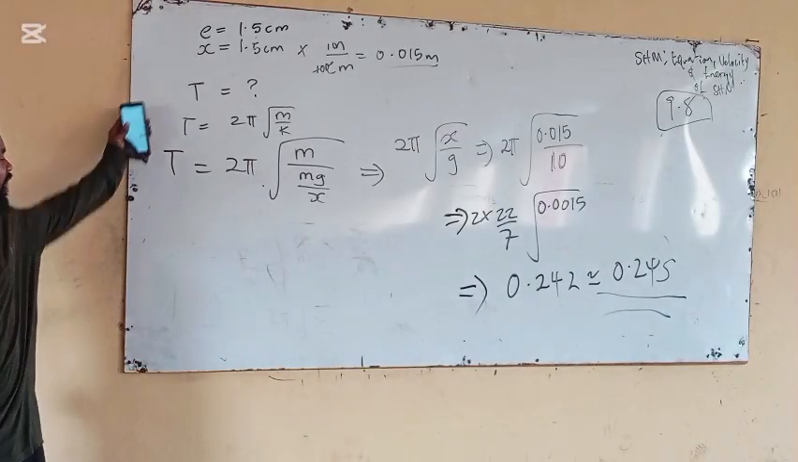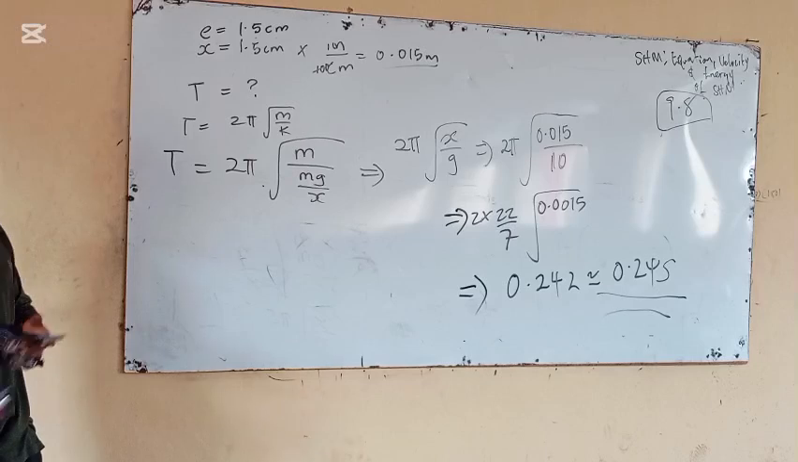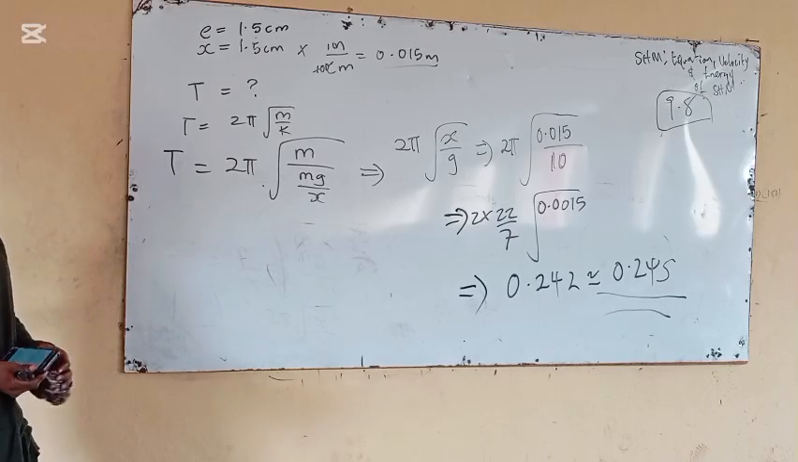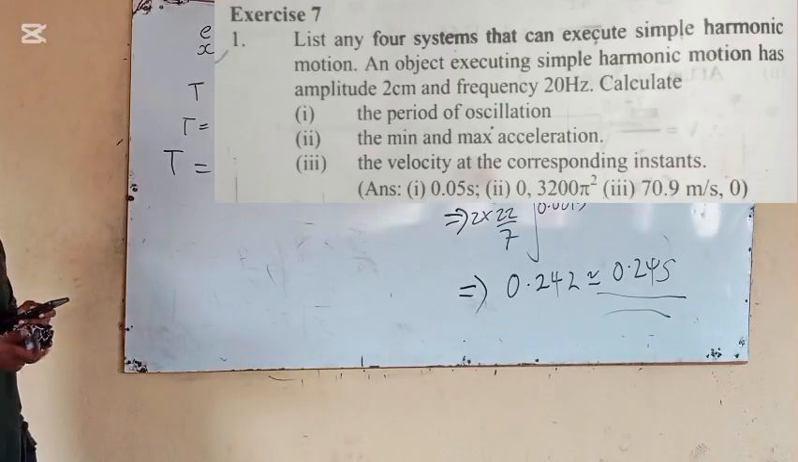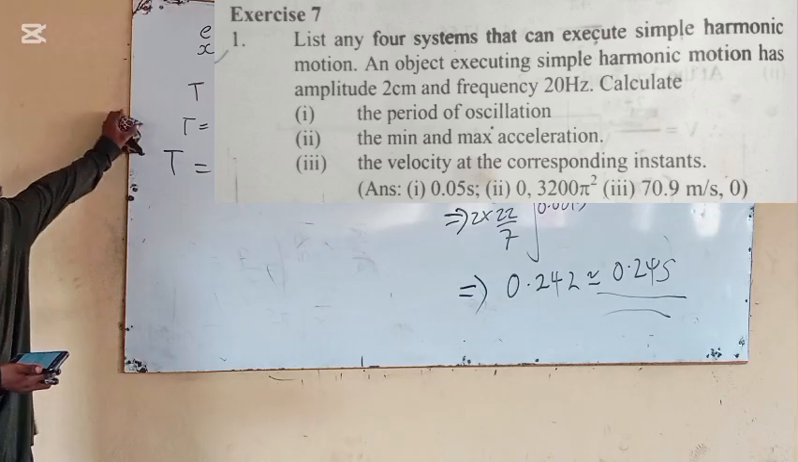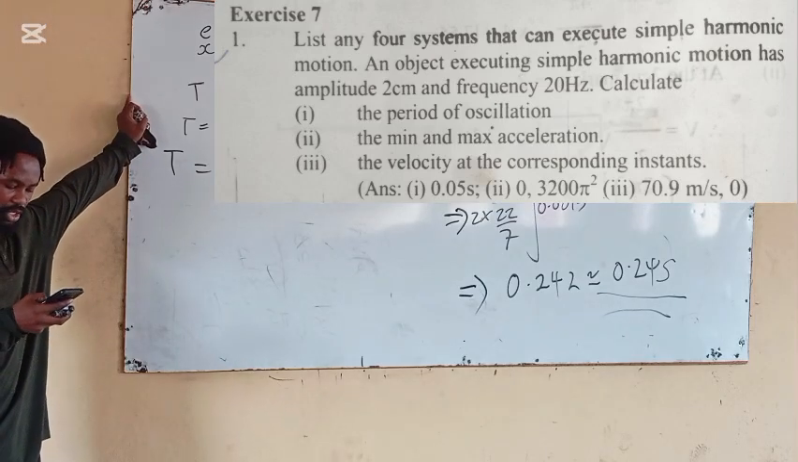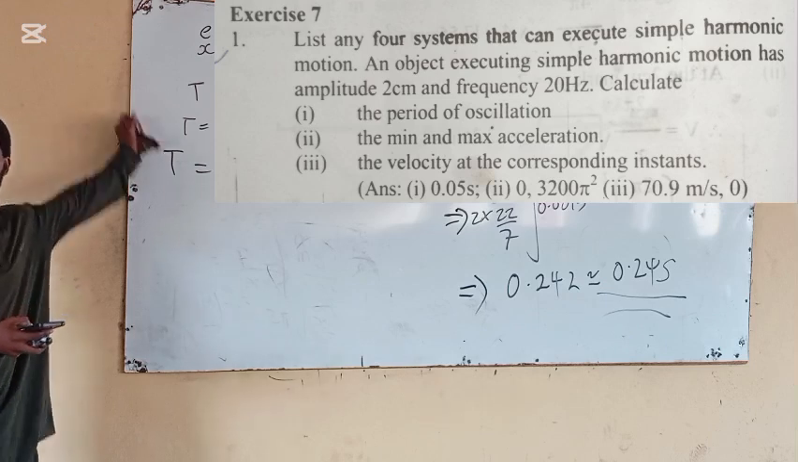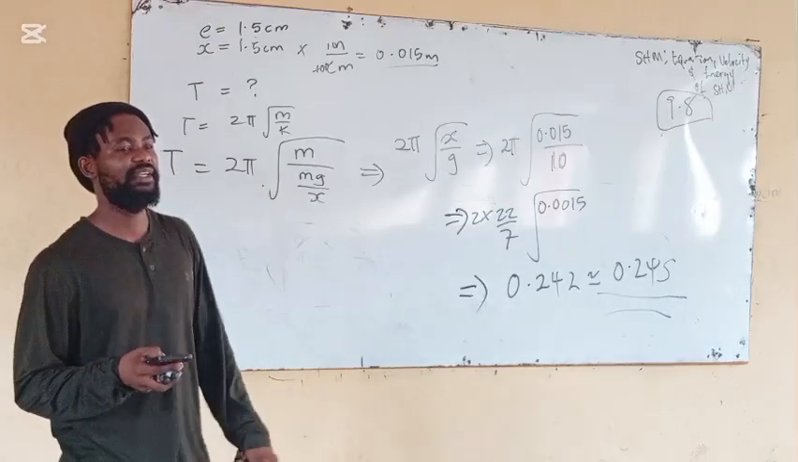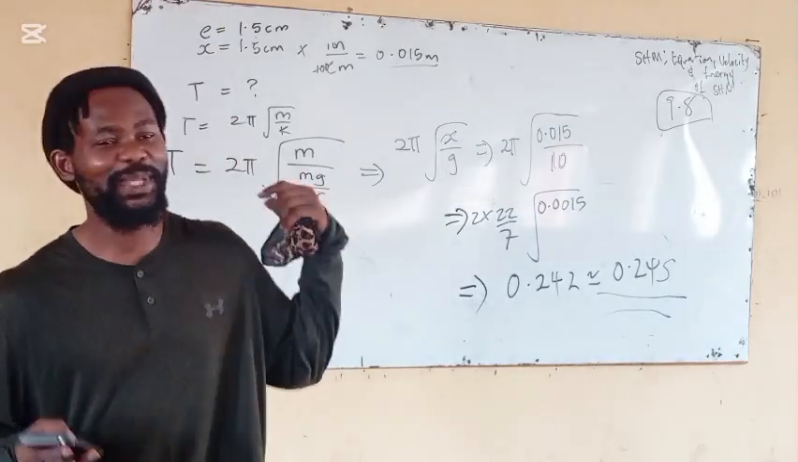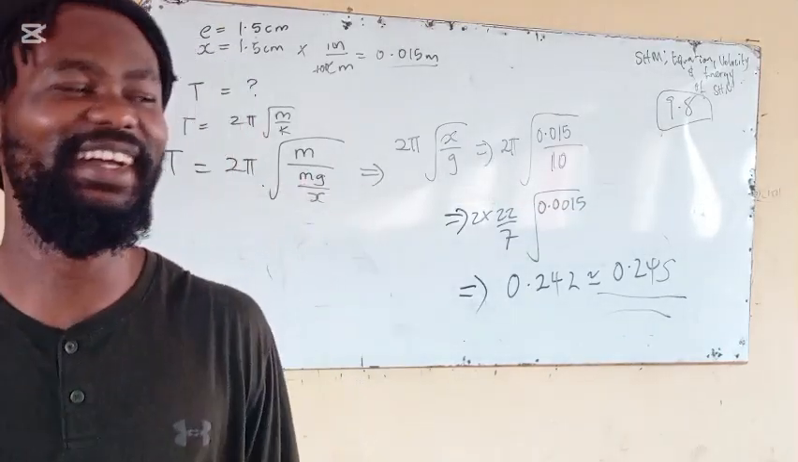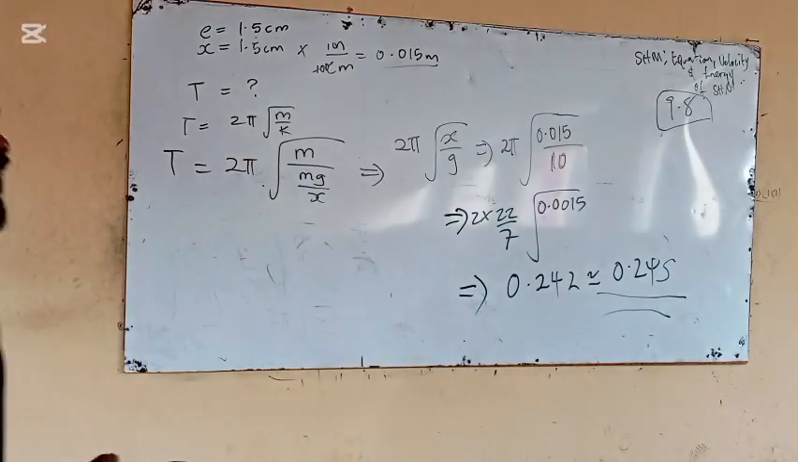So we know that now. Let's look at the first question here. I just rushed to solve this one so that I can explain that formula when there are questions. The next question is question number 1 here. They said, list any 4 systems that can execute simple harmonic motion. Give us one. Simple pendulum. Don't give me the one I've given you.